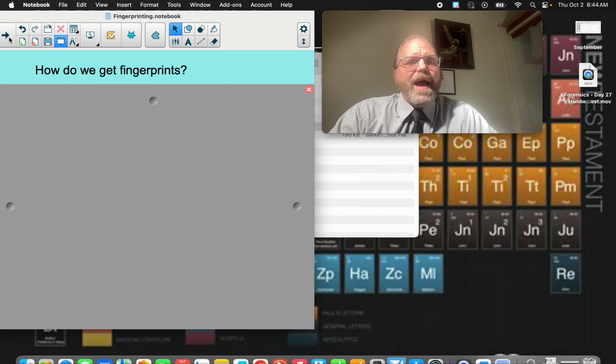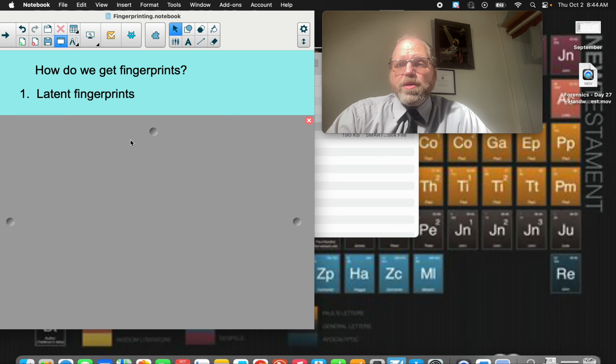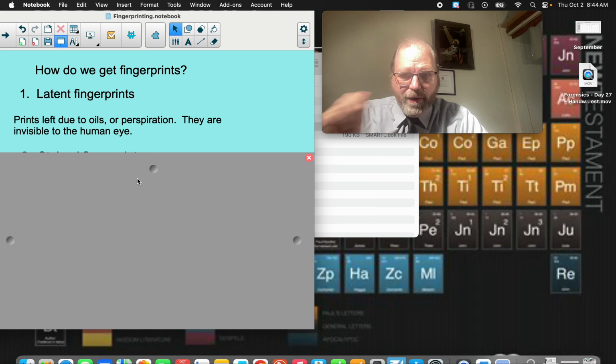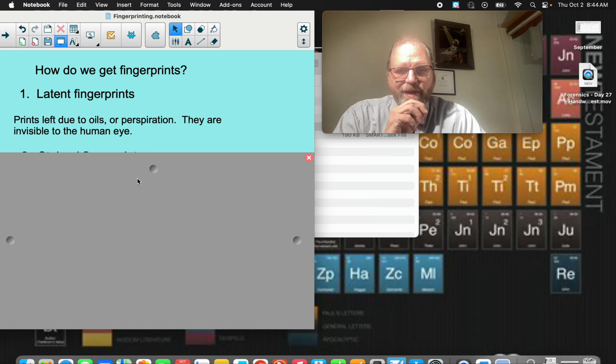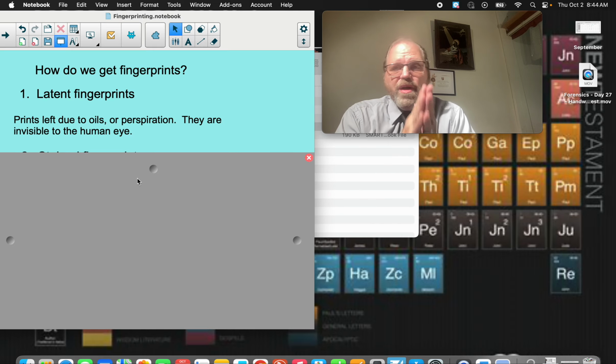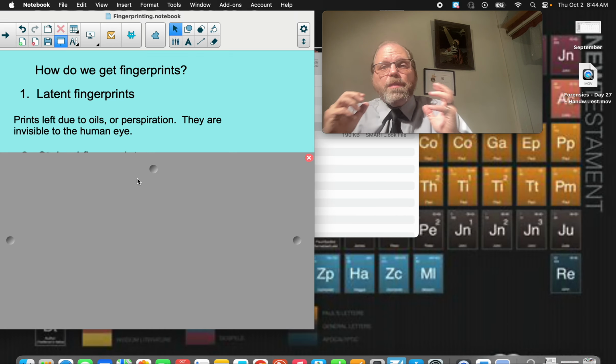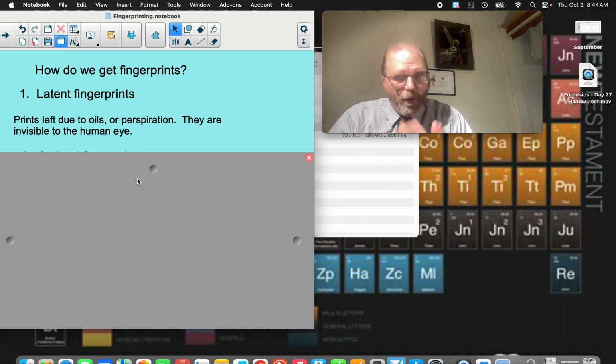Now, how do we get fingerprints? There are two ways that we get fingerprints. Way number one is called latent. This is what Latte first began to work with. It's where you get the brush out and the fingerprint powder, or the volcanics and magnetics we'll talk about later. You have prints left due to oils or perspiration. So either the oils in your skin or the perspiration, they leave prints invisible to the human eye. They're there, but we can't see them. That's why we have to dust for them.